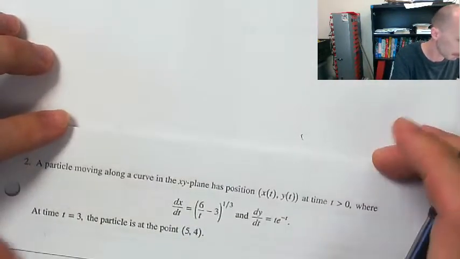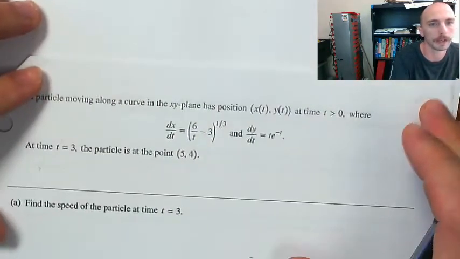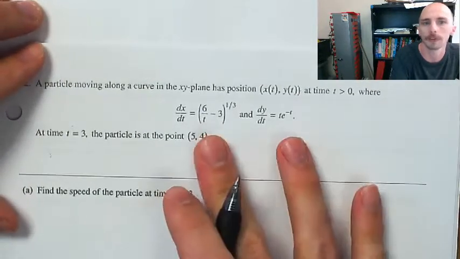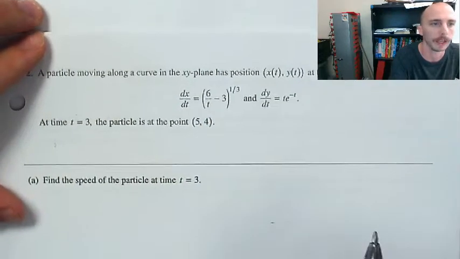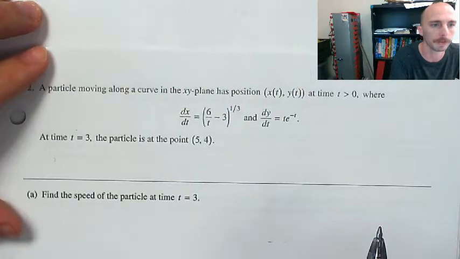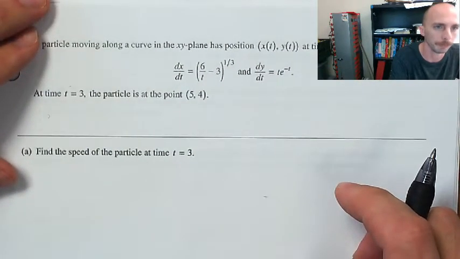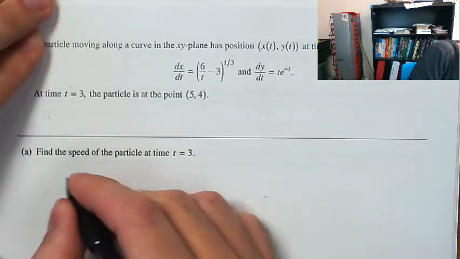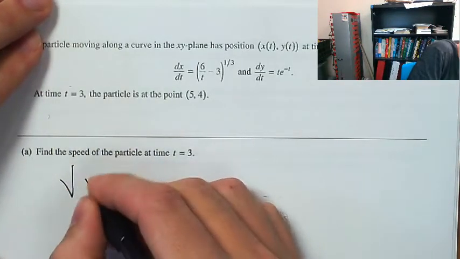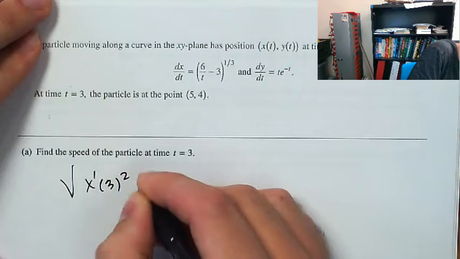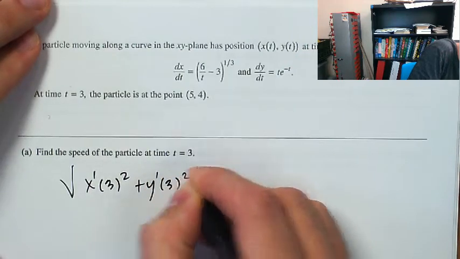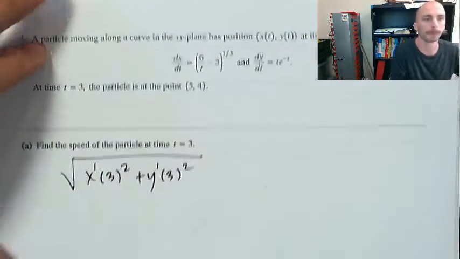A particle moving along a curve in the xy plane has position x and y at time t when they give us the derivatives of x and y. At time t equals 3, the particle is at (5, 4). Find the speed of the particle at time t equals 3. Well, speed is going to be the square root of x prime of 3 squared plus y prime of 3 squared. That's one of the formulas we just need to know.